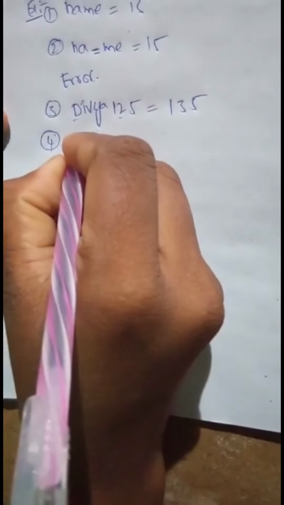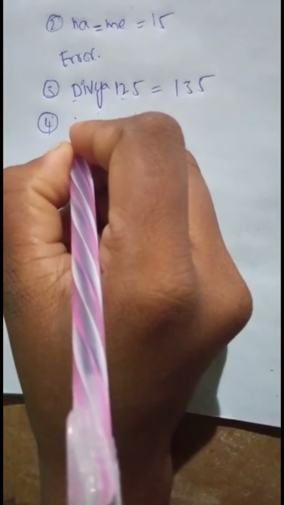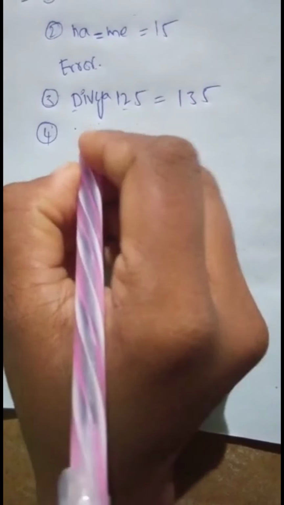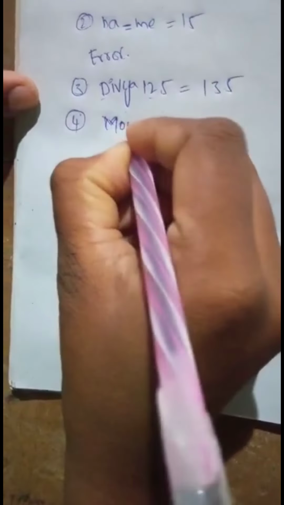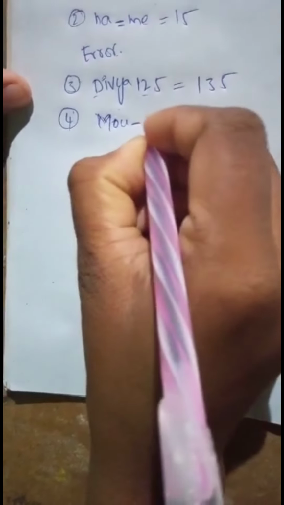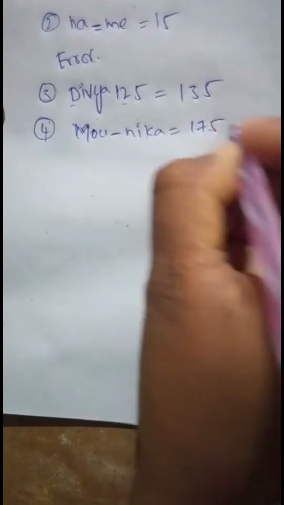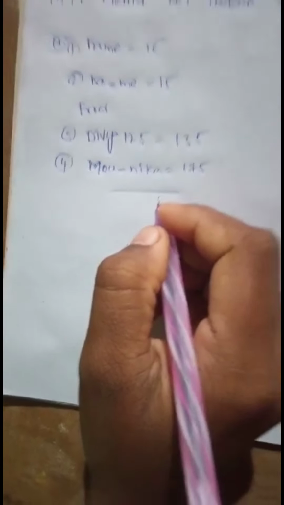And fourth example is, here we can use underscore instead of space, like Monica underscore 175. These are the variable rules, ma'am.